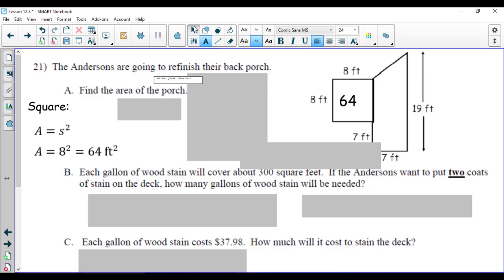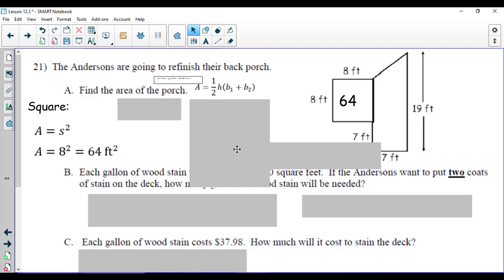The other shape is a trapezoid. Now, some students might want to split it up into a rectangle and a triangle. I think the easiest way to do this is to just do the area formula for a trapezoid, which is half times the height, b sub 1 plus b sub 2. So the height of this trapezoid is the distance between your two parallel sides. I'll highlight that height in green. That's going to be this 7-foot length here.